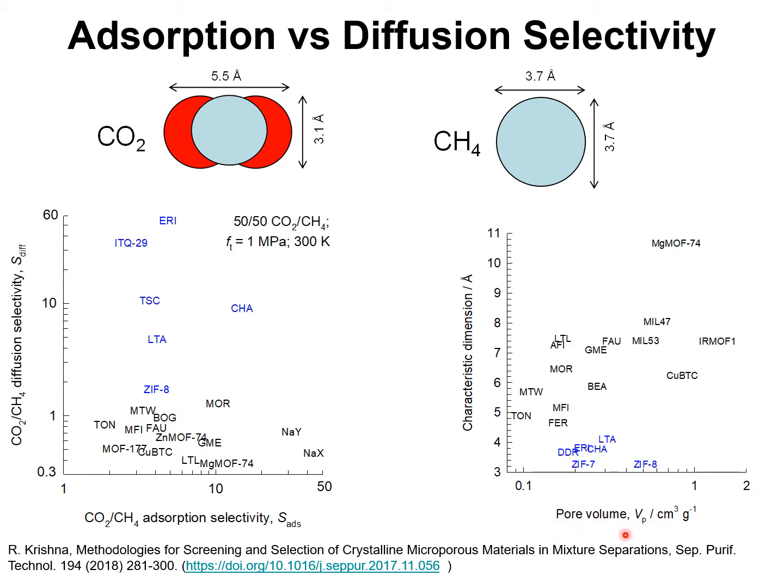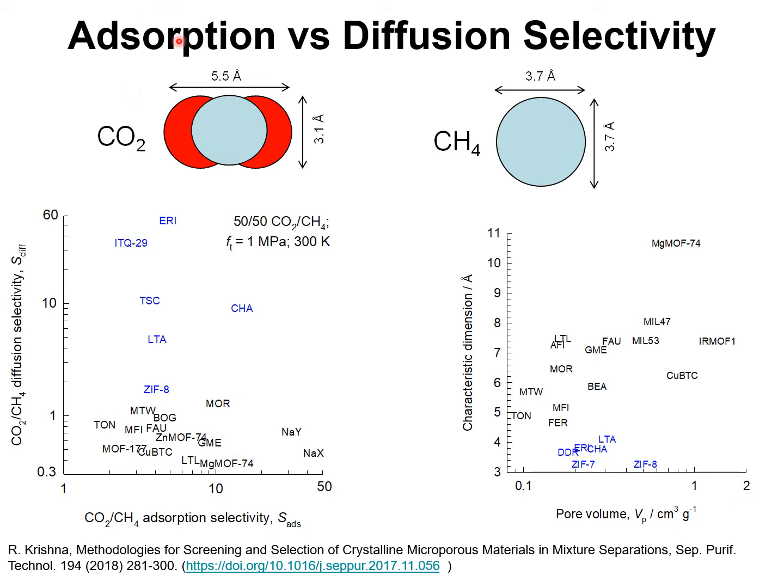I'll plot here the pore volume. So these are large open structures. So we see here that the high diffusion selectivity and high adsorption selectivity are possible with the blue structures, but they have low characteristic dimensions, and therefore, even though the diffusion selectivity is large, the permeance or permeability of carbon dioxide can be expected to be significantly lower than the black materials. So there is a trade-off.